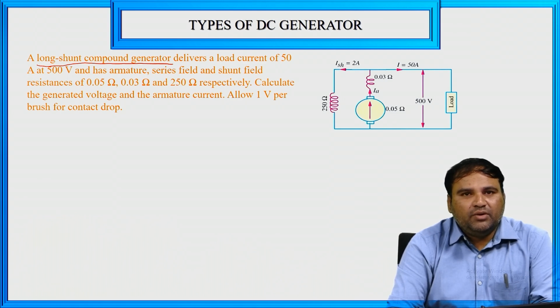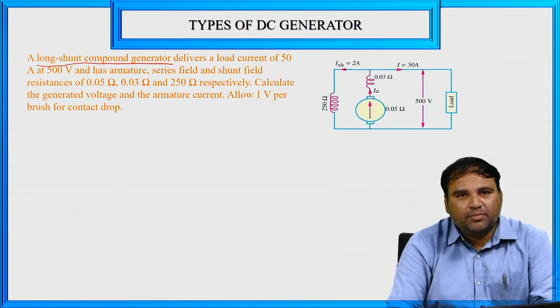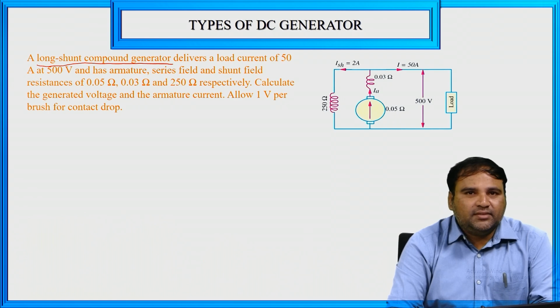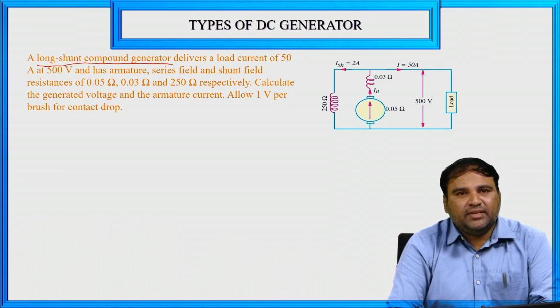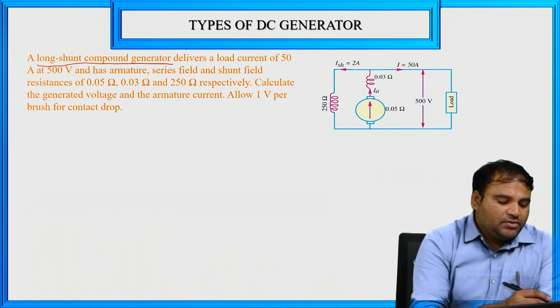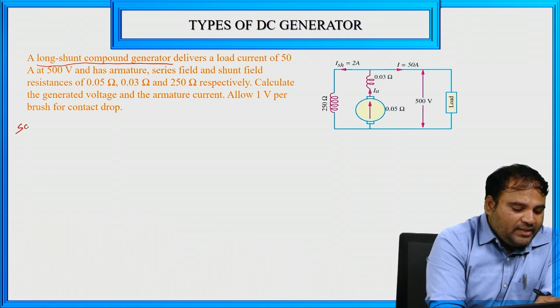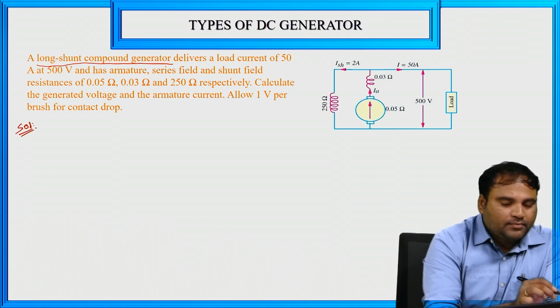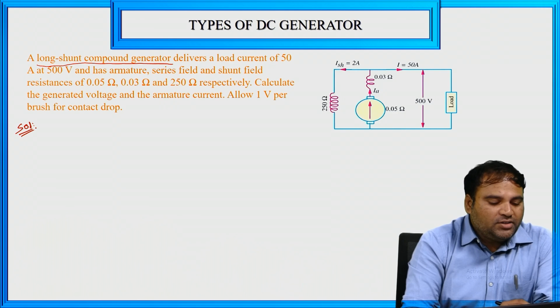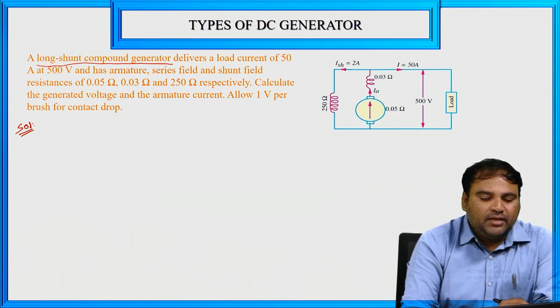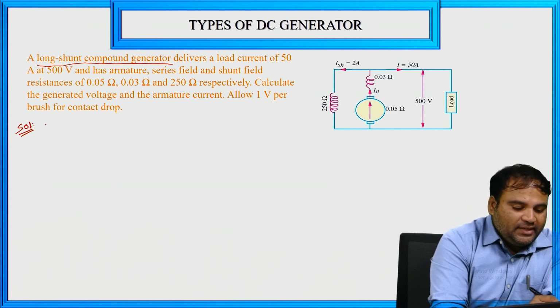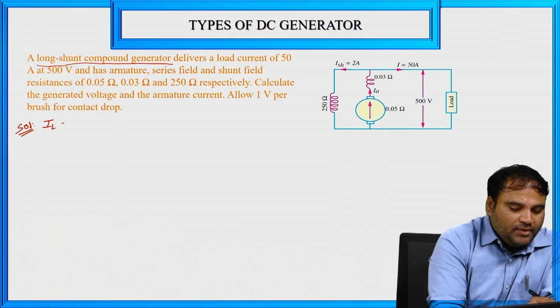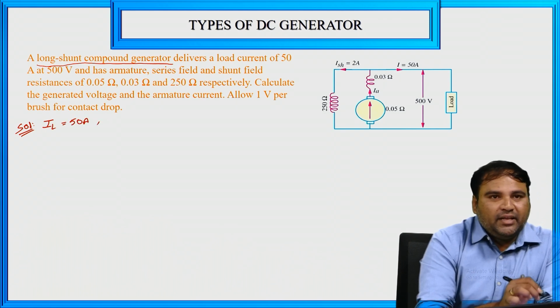Allow 1 volt per brush for contact drop. So brush voltage drop for one brush is 1 volt. So 2 brushes are there, then VB is equal to 1 plus 1, that is equal to 2. Okay, before that, first we have to write the given data. So a long shunt compound generator delivers load current, that is IL, equal to 50 ampere at a terminal voltage.